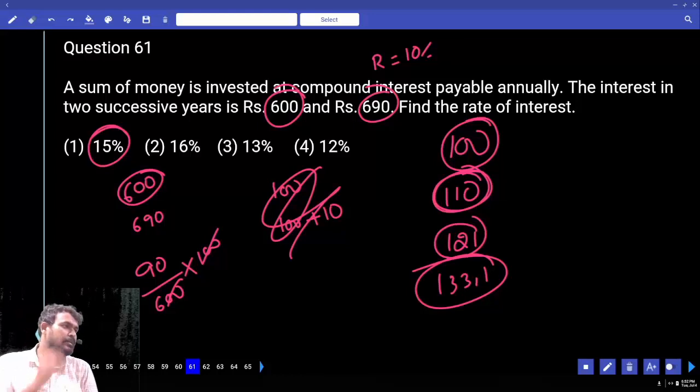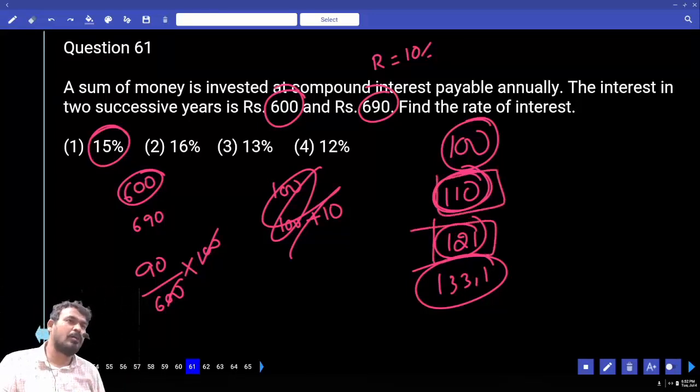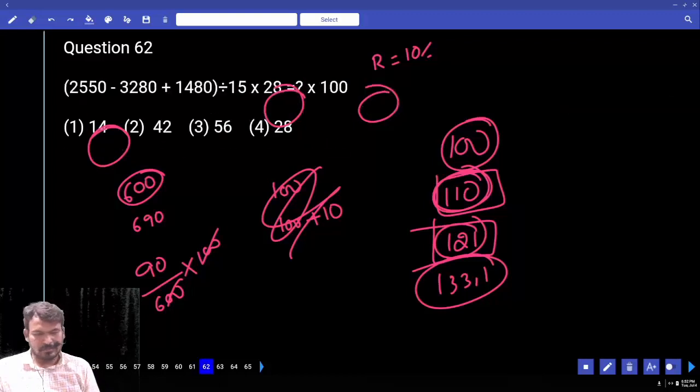Successive years are different years. What is the second year interest? 110. What is the third year interest? 121. How much has the value increased? 11. 11 upon 110. How much percent? 10%. Question 62. Anyone need it?